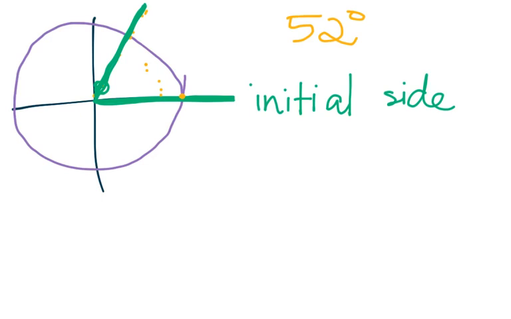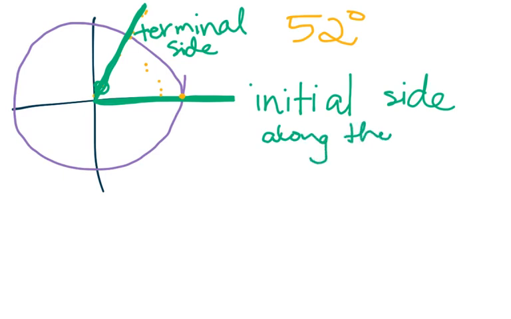This one, where you draw the second one connected there, this is called the terminal side. The initial side is always along the x-axis, but the terminal side can be anywhere else on the circle. And so that is referring to this angle here, and this is 52 degrees.